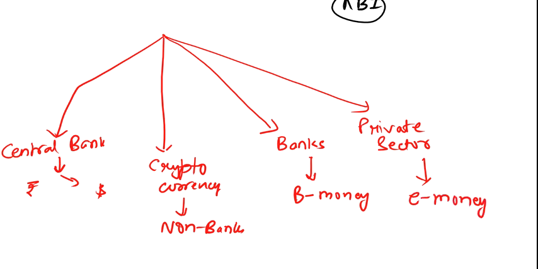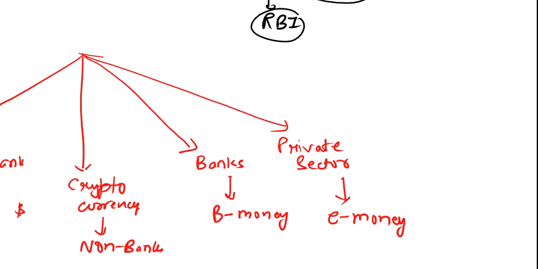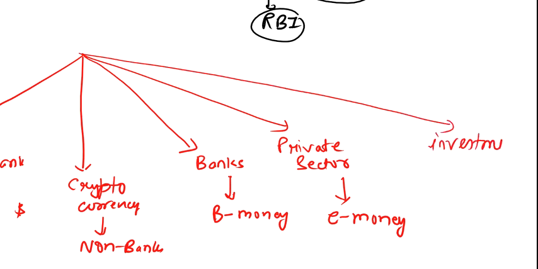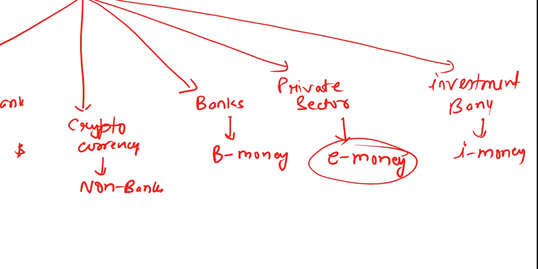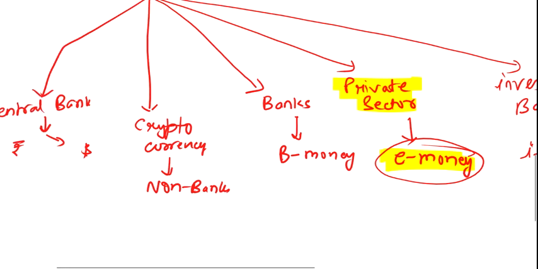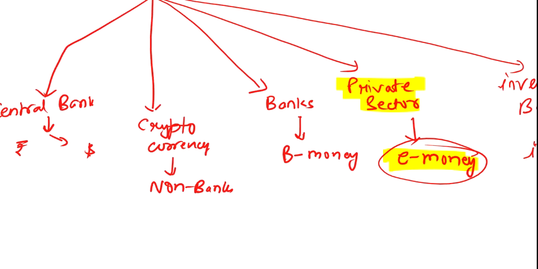E money. Clear? And there are some investment banking firms that are issuing I money. Clear? The money, the Paytm money which I was talking about, issued by a private sector institution, is known as e money. Okay, that's something which you will find in terms of wallets. Clear? So these are the 5 different types of money or currency, you can say.